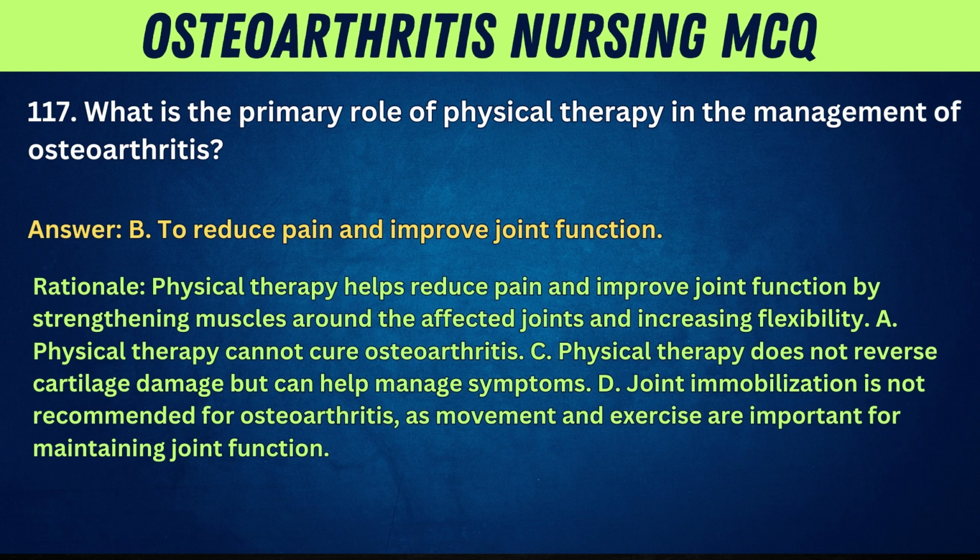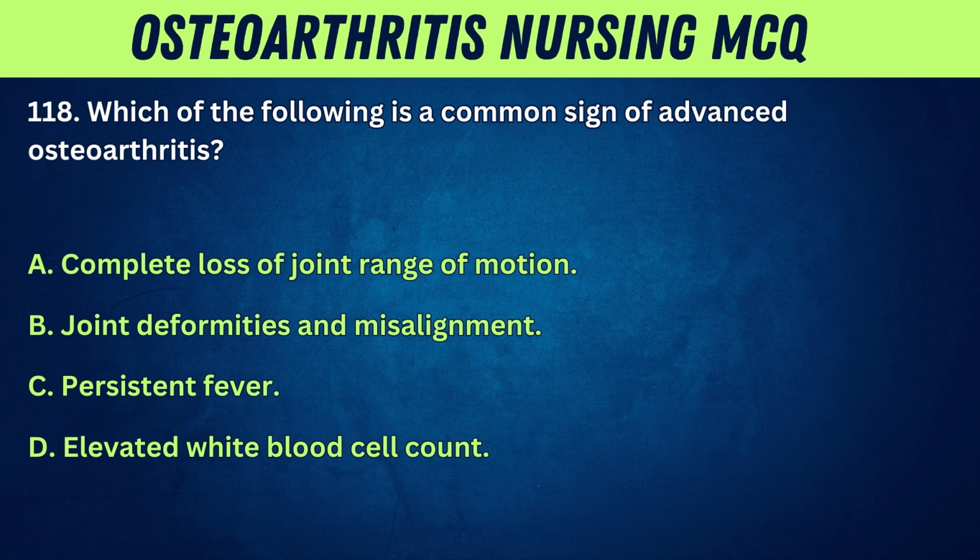A. Physical therapy cannot cure osteoarthritis. C. Physical therapy does not reverse cartilage damage, but can help manage symptoms. D. Joint immobilization is not recommended for osteoarthritis, as movement and exercise are important for maintaining joint function. 118. Which of the following is a common sign of advanced osteoarthritis?